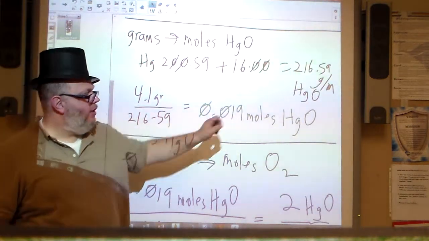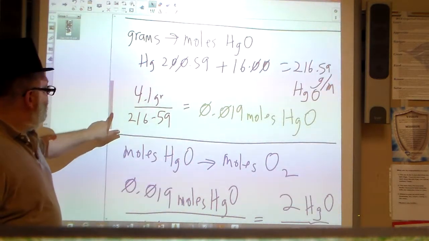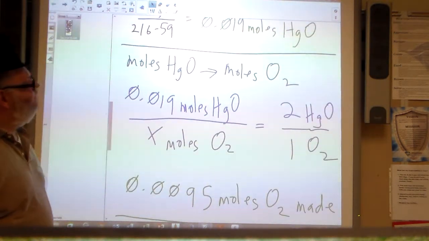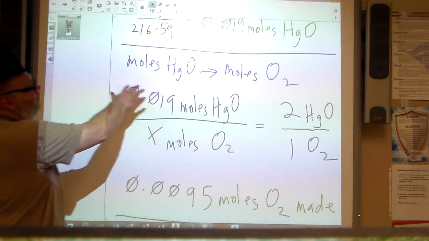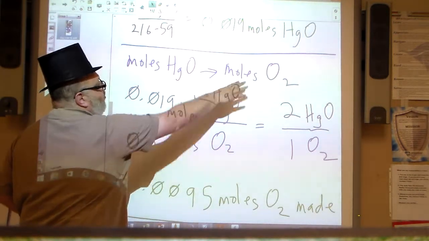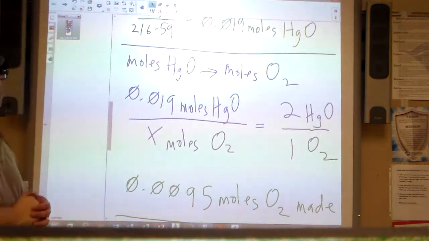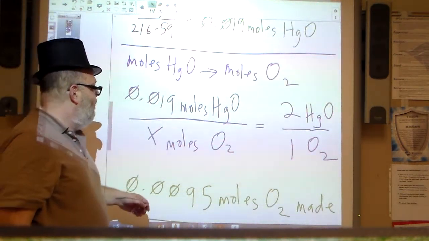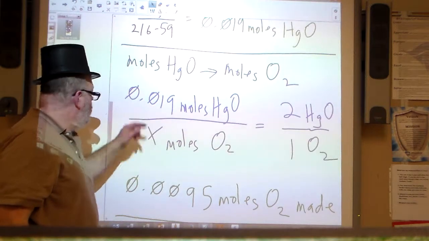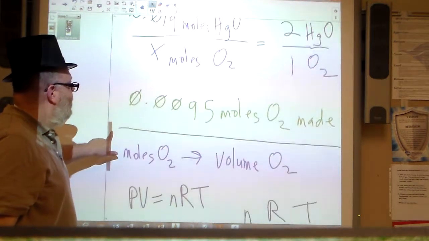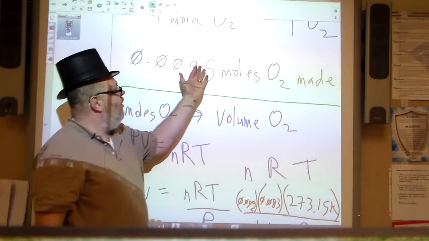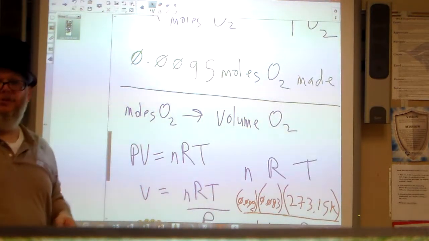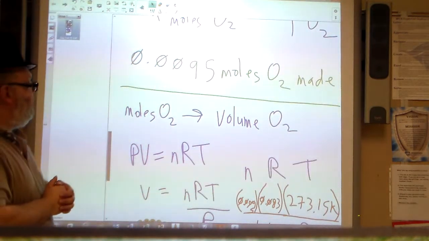Fantastic. Notice I have that in green. Then we go on with the next step: moles of HgO, which we got from here, to moles of O2. Again, this is using proportion, and we cross multiply and divide, and we end up getting 0.0095 moles of O2 that was made. Again, I put the answer in green so that you guys can follow along.